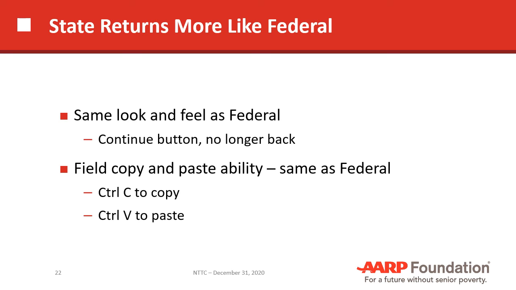Also, there's a field copy and paste ability, which, to be honest with you, I didn't even know existed on the federal side. But you can copy and paste data to and from various fields in the federal return using Control-C and Control-V for copy and paste. And now, apparently, you can do it with the state as well. So that's certainly a nice feature. If you have an electronic document such as a spreadsheet or something like that, where you want to take information from the spreadsheet and plop it into a particular field on either one of the federal or state returns, now you can use Control-C, Control-V.